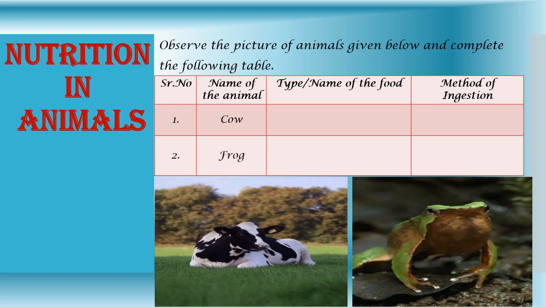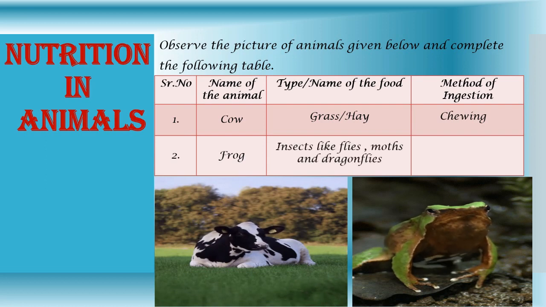Now the first picture given is of a cow. Yes, cow eats grass or hay, and the method of ingestion is, correct, chewing. Now the second picture given is a frog. Yes, frog eats insects like flies, moths and dragonflies. Yes, correct. The method of ingestion of frog is swallowing.